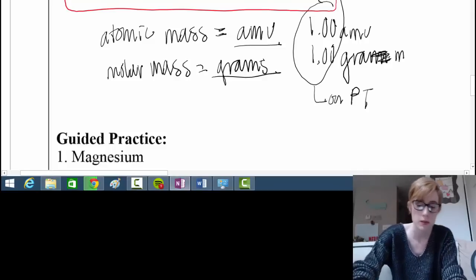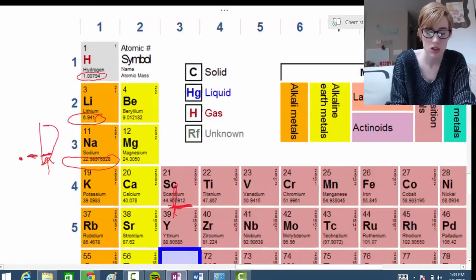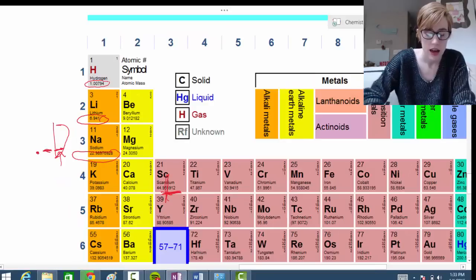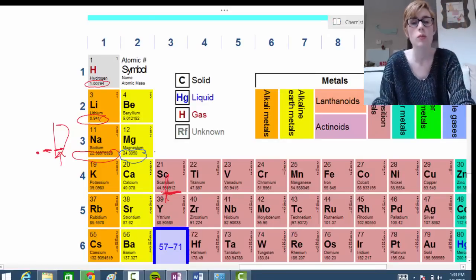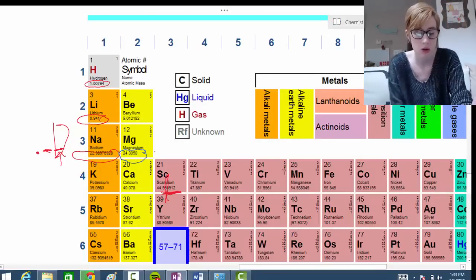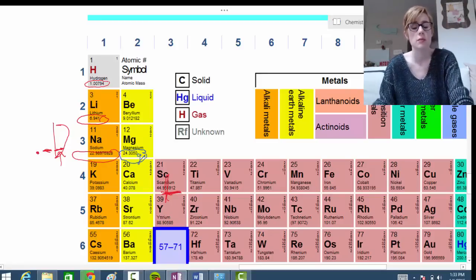Okay, so let's do some guided practice here. If I asked you to find the molar mass of magnesium, I would just look on your periodic table right here, and I would look at this number, and the molar mass of magnesium would weigh 24.3050 grams. I would just add my G on. So that's the answer to the first example question.